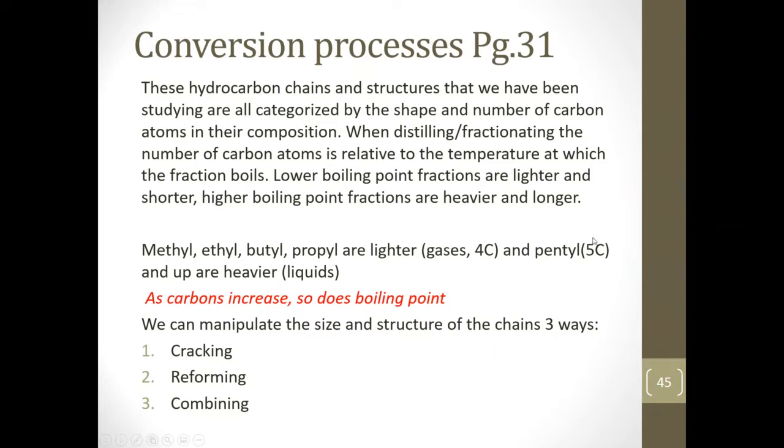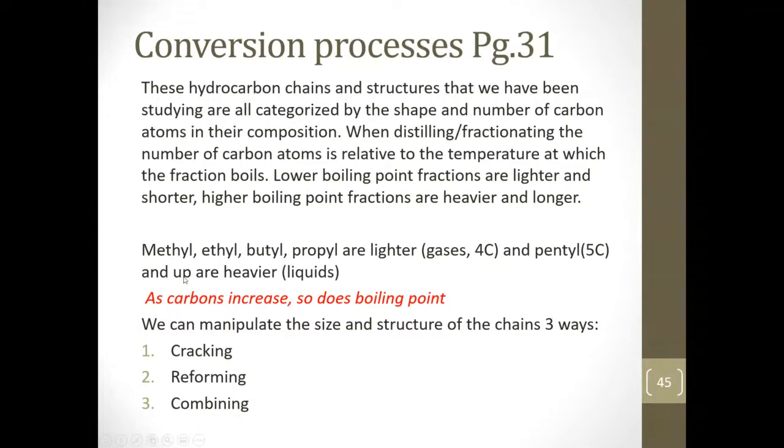And then pentyl, which had five carbons and higher, were heavier and were generally liquids. So depending on what we want, if we want to make, say, propane, for example, we could take a longer chain and modify it and get some of these lighter things. Or if we wanted to, we could take a couple of these lighter things and add them together to get some of these heavier things. And this is what we're doing in the conversion processes that we're about to look at.